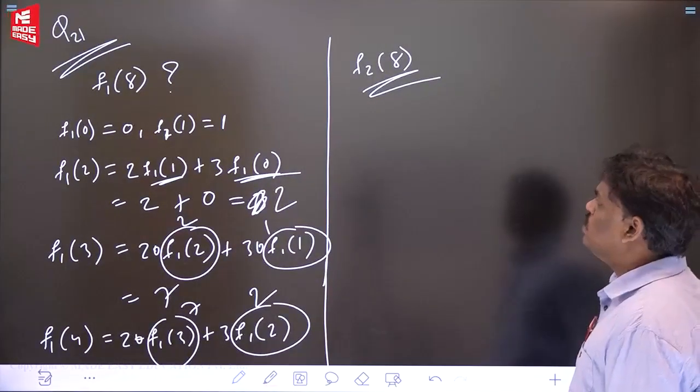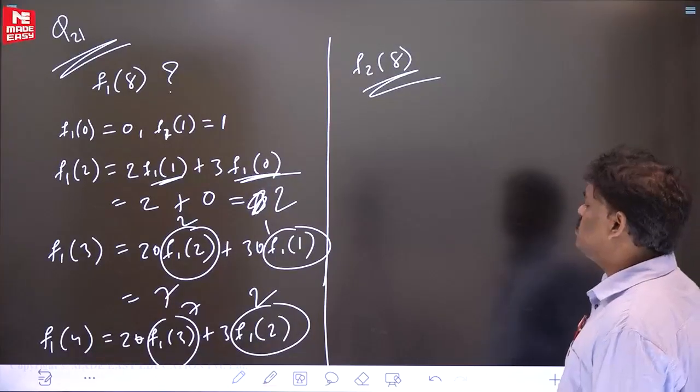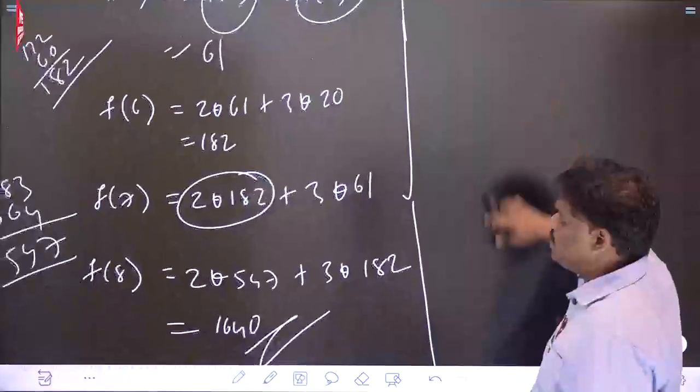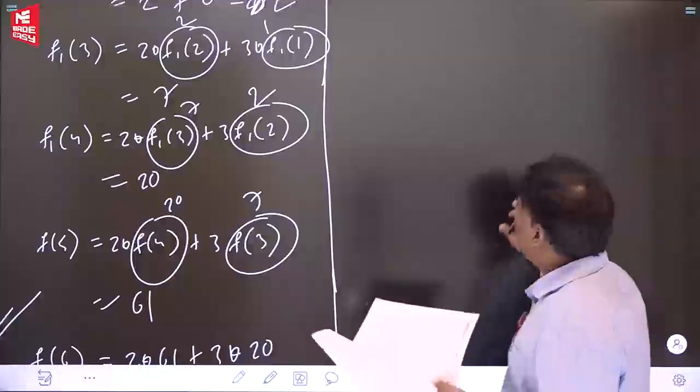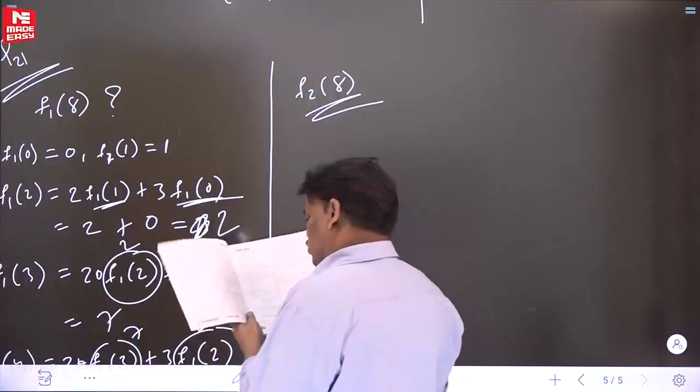Question number 21. f1 of 8 is how much? 1640 finally. What is the answer? 1640. What is f2 of 8? Right, let's check this one. f2 of 8 also. Let's check here.